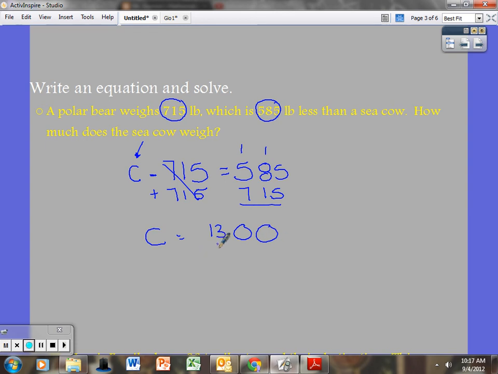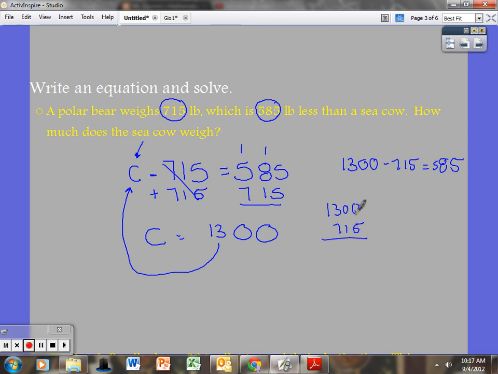If I want to check my math, I could substitute in C now back into the original equation. I'd have 1,300 minus 715 is equal to 585. Let me double check. Let's go, 1,300 minus 715.